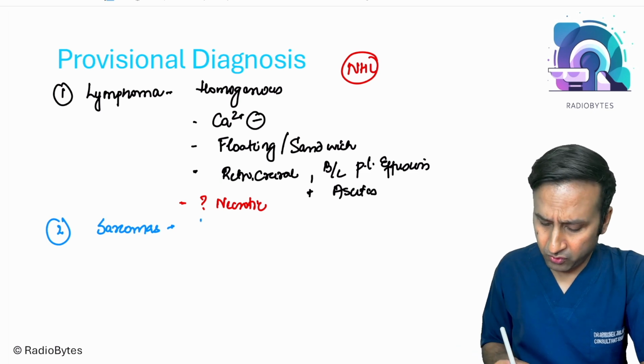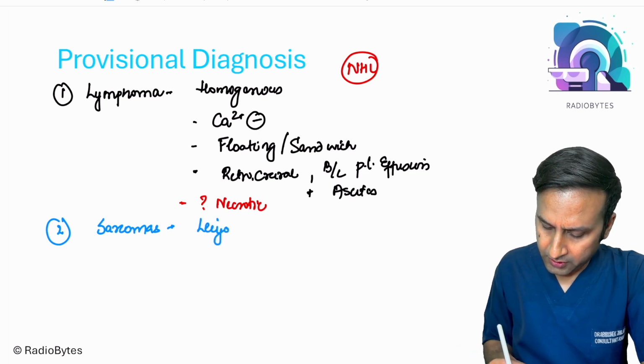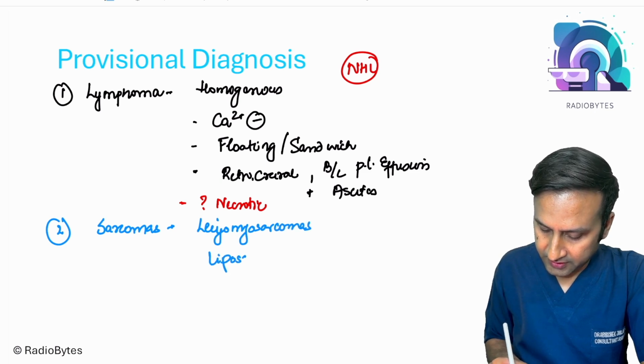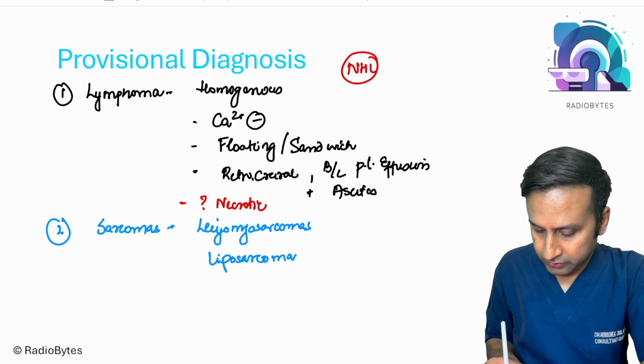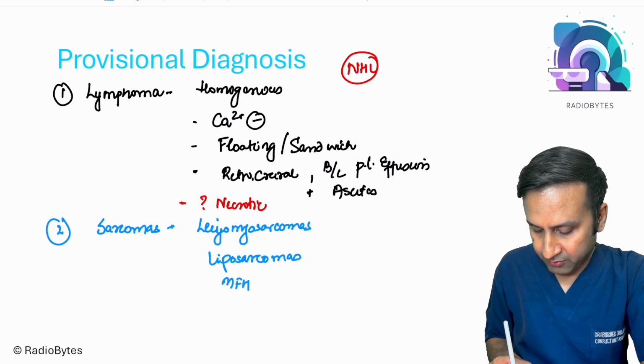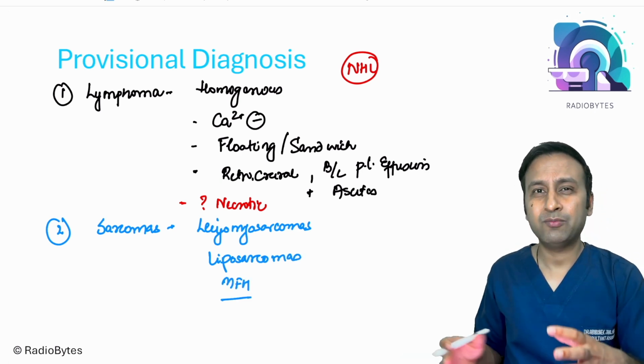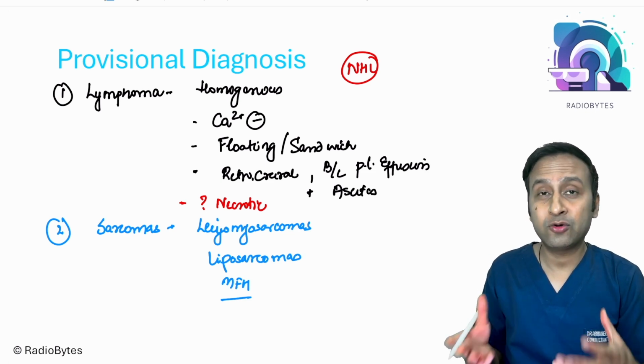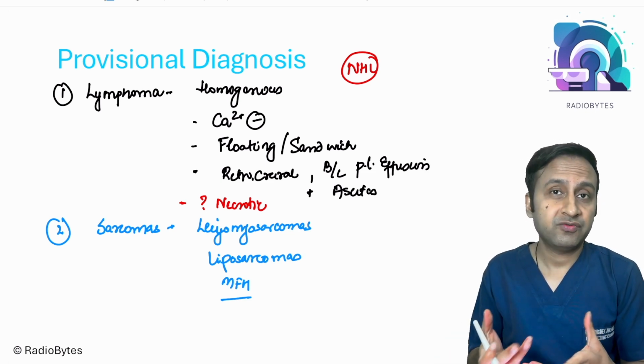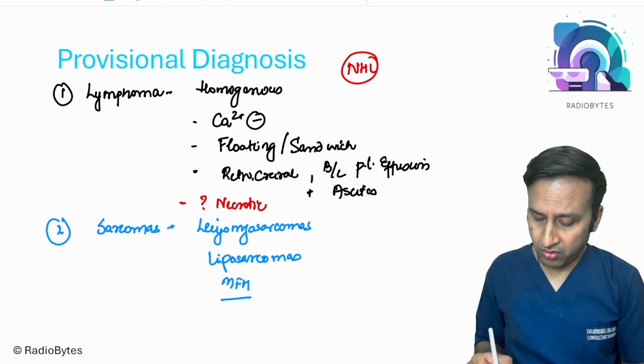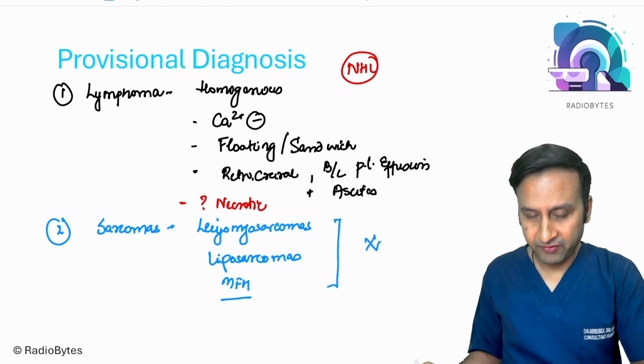I hope that you might be knowing about leiomyosarcomas. You might be knowing about liposarcomas. You may be knowing about MFH, that is malignant fibrous histiocytoma. So these are common things, but again, they're more infiltrative, much more irregular, heterogeneous, showing areas of necrosis and invasion of the vessel. So all these things were not present, so we didn't think of any of them.